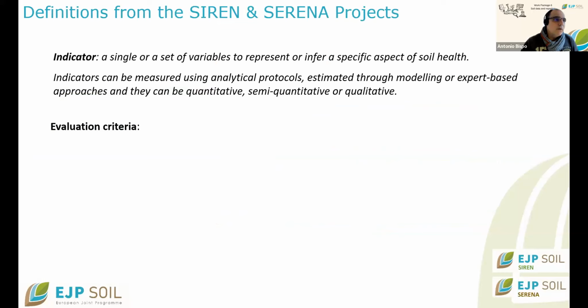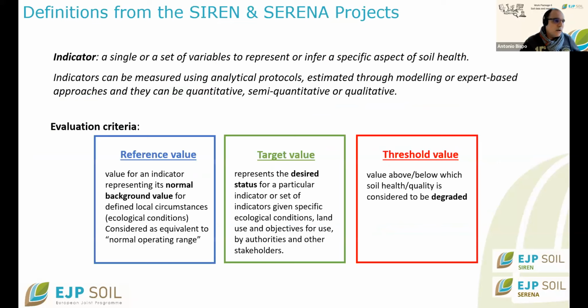We also define other terms like indicator, and we see indicator as a single variable or set of variables to represent or infer a specific aspect of soil health. And the indicators can be measured using classical analytical protocols, estimated through modeling or expert-based approaches. And then, of course, they can be quantitative, semi-quantitative, or qualitative. And we also define several evaluation criteria as reference value, target value, and threshold value.